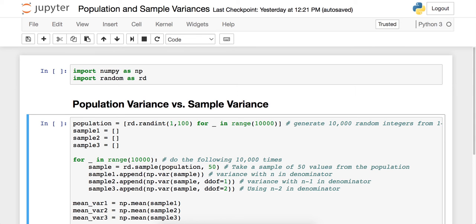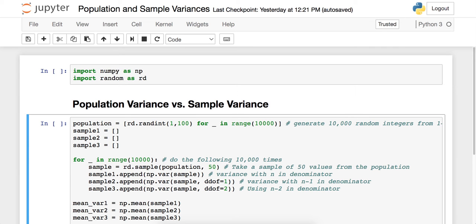All right, in this video we're going to take a look at the population variance versus sample variance, and in particular why for sample variances we divide by n minus 1 as opposed to n, or even something like n minus 2. So I have a Jupyter notebook here, and I do have the code on my GitHub page.